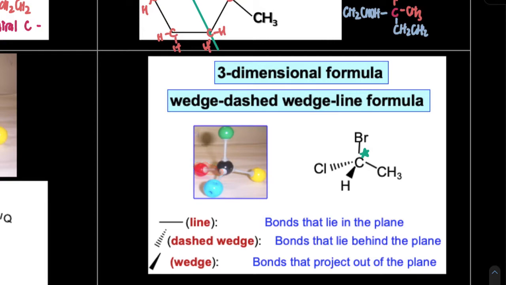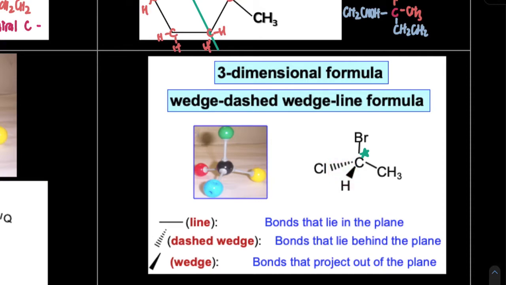Here, we're going to draw a dash wedge. A dash wedge. And the wedge here, the thick one, is actually bonds that project out of the plane. Okay, the arrangement of the atoms doesn't matter which one. But the most important thing, for the 3D image, you have to know there must be 2 lines as usual, 1 wedge, and 1 dash wedge.